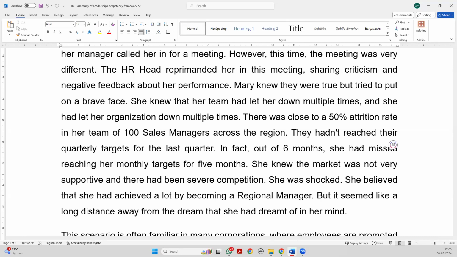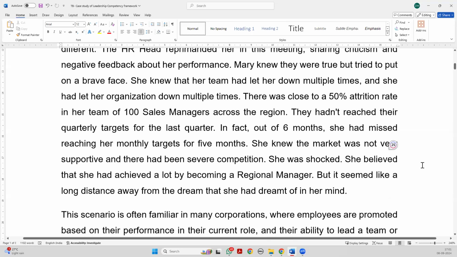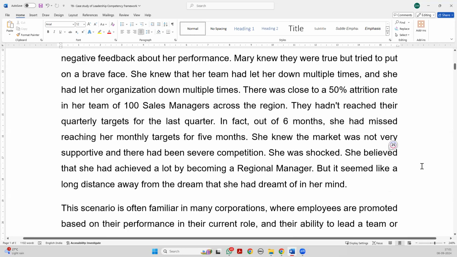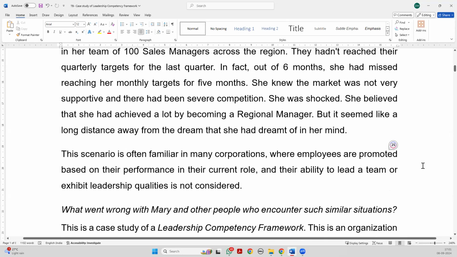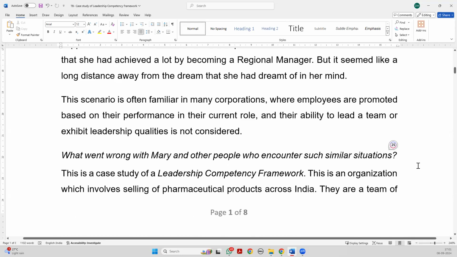There was close to a 50% attrition rate in her team of 100 sales managers across the region. They had not reached their quarterly targets for the last quarter. In fact, out of 6 months, she had missed reaching her monthly target for 5 months. She knew the market was not very supportive and there had been severe competition. She was shocked. She believed that she had achieved a lot by becoming a regional manager, but it seemed like a long distance away from the dream that she had dreamt of in her mind. This scenario is often familiar in many corporations where employees are promoted based on their performance in their current role, and their ability to lead a team or exhibit leadership qualities is not considered.